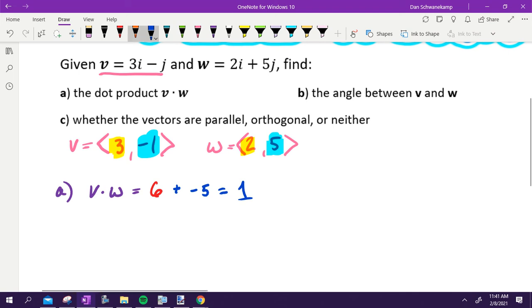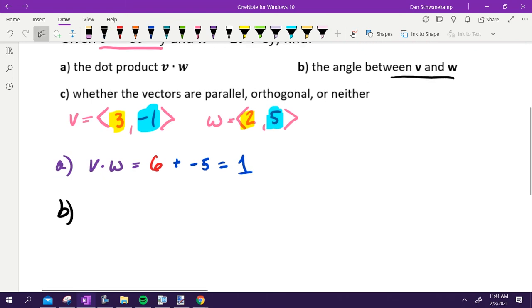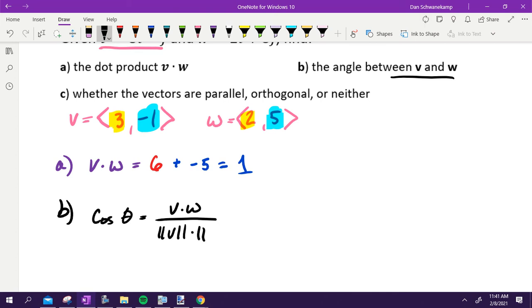The next thing we're doing, part B, is we are going to find the angle between V and W. I think you can do these in whatever order you want here, but we're going to do this next. Angle between V and W. So remember, we learned this formula on Friday. I will give you this formula on the test. I don't need you to be an expert. But there is my formula.